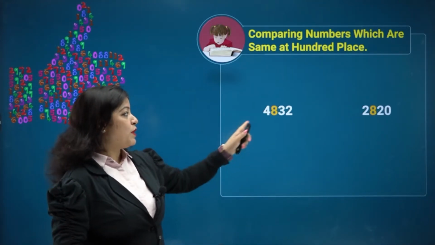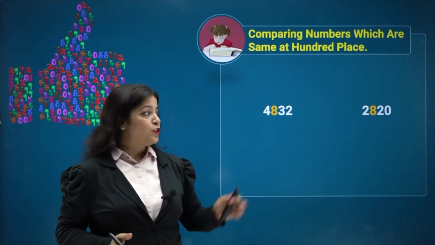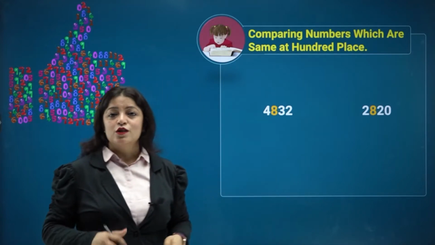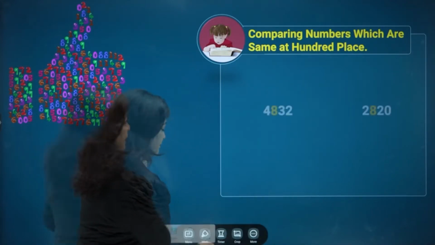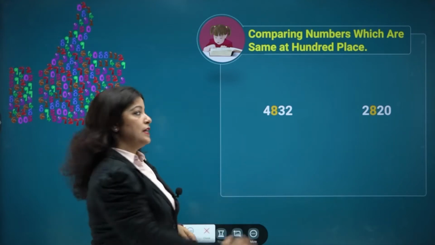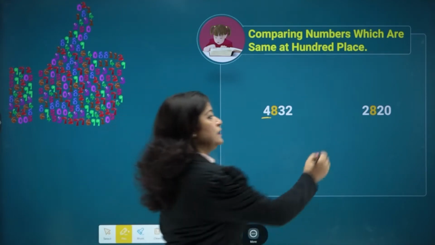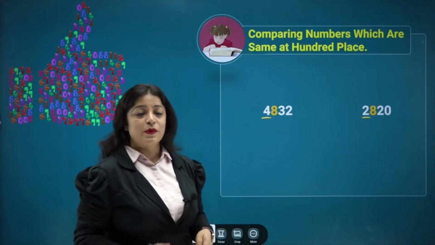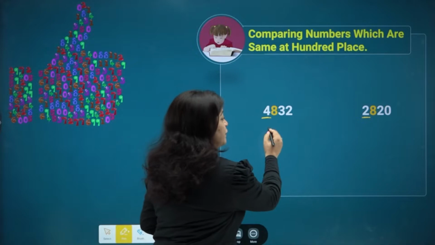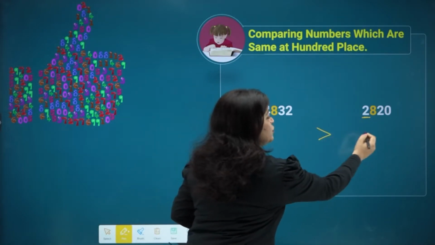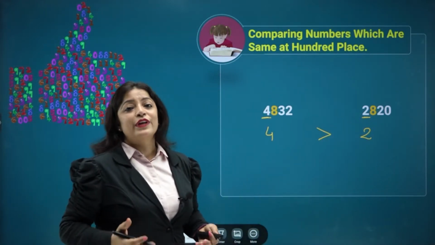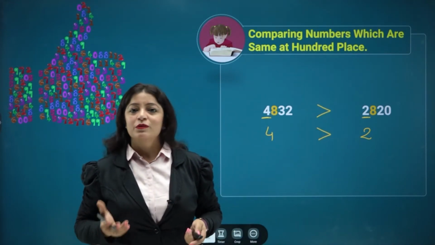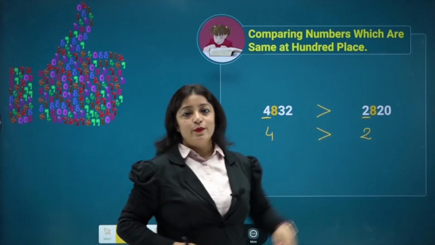For example, if two numbers are given, 4832 and 2820. Now both these numbers have the same digit at the hundreds place. So how can we compare them? Looking at these two numbers, we notice that this is 4000 and this is 2000. Comparing the digits at the thousands place, we find that 4 is greater than 2. So directly we can say that out of these two numbers, 4832 will be greater than 2820.